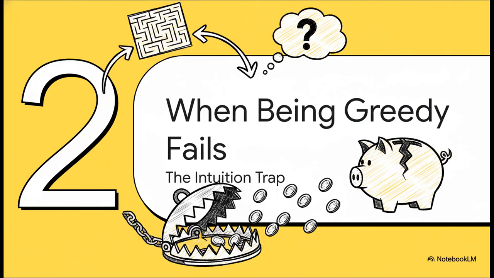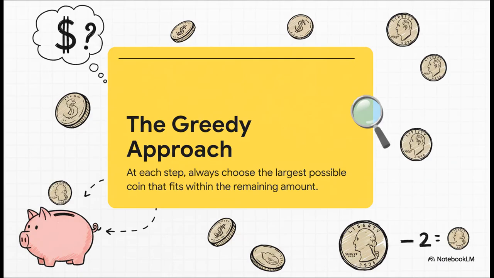All right, so let's talk about the most obvious, most intuitive way to solve this. And then we're going to see how that gut instinct can lead us straight into a trap. So this intuitive method has a name. It's called the greedy approach. All it means is that at every single step, you just take the biggest coin you can without going over. You need to make 41 cents? You grab the 25-cent piece first. It feels right, doesn't it?